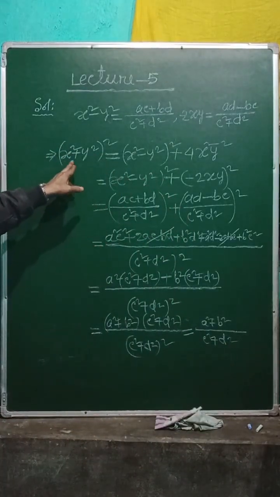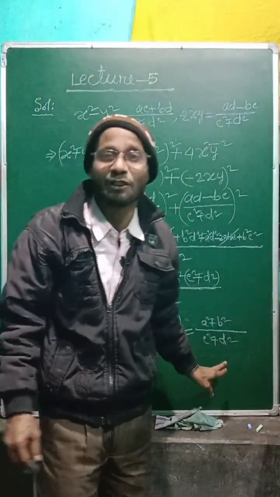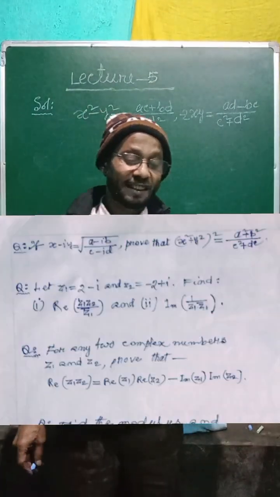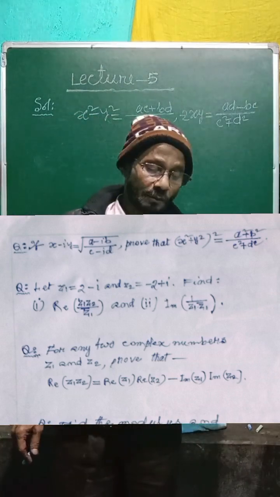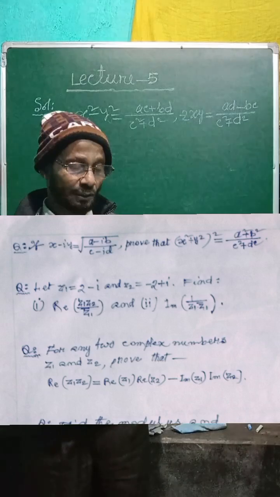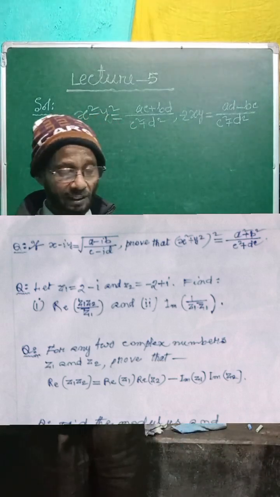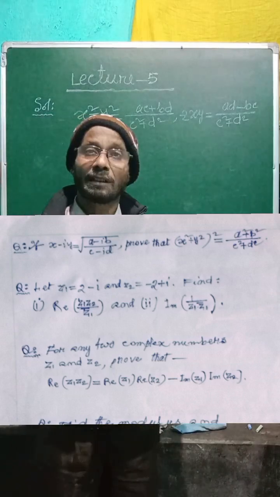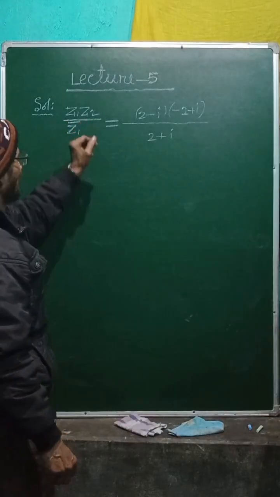Write nicely: (x square plus y square) whole square equal to a square plus b square by c square plus d square. Next question: let z1 is equal to 2 minus iota and z2 equal to minus 2 plus iota. Then find the real part of the product of z1 into z2 by conjugate of z1, and the imaginary part of the reciprocal of z1 and z1 bar multiplication.